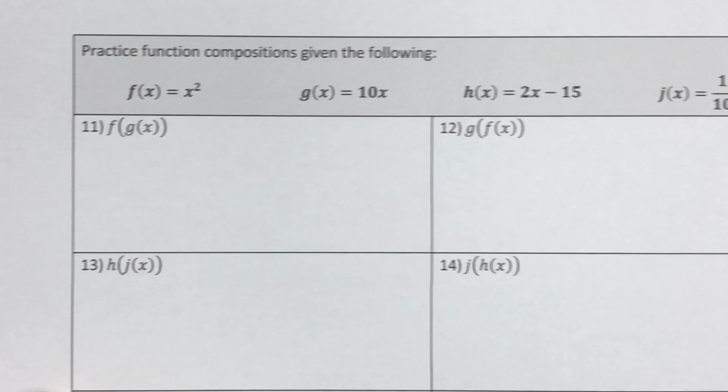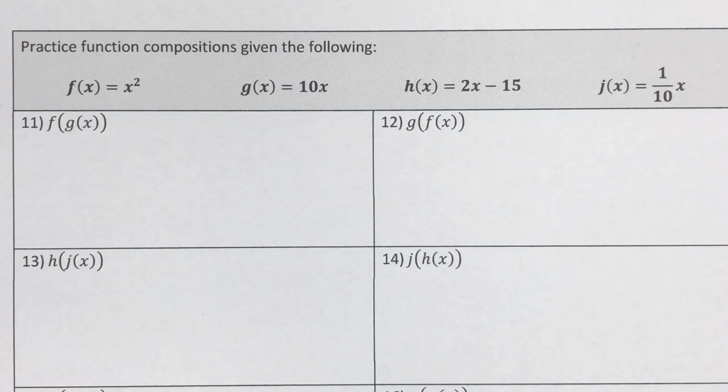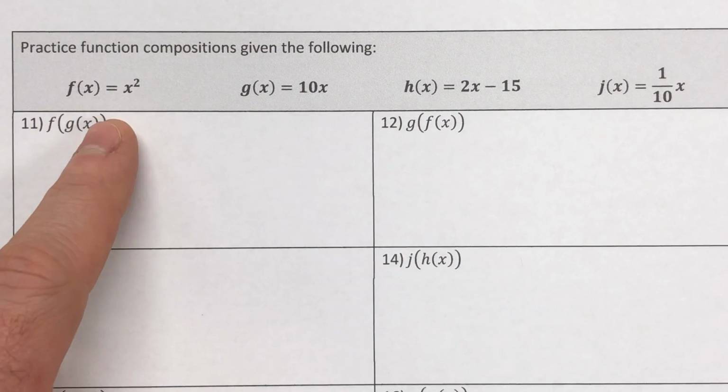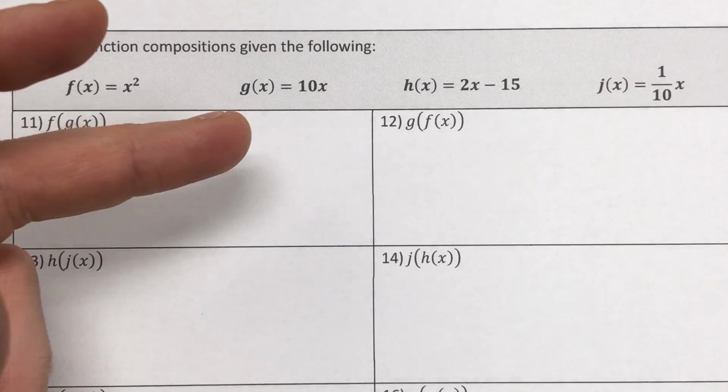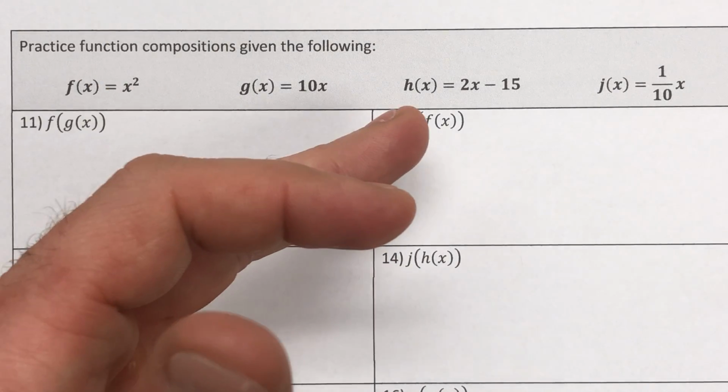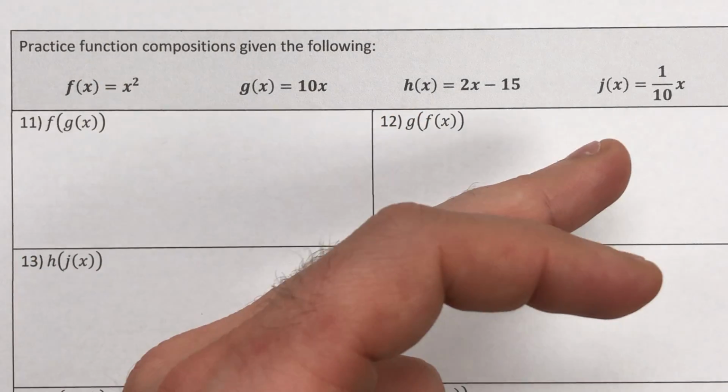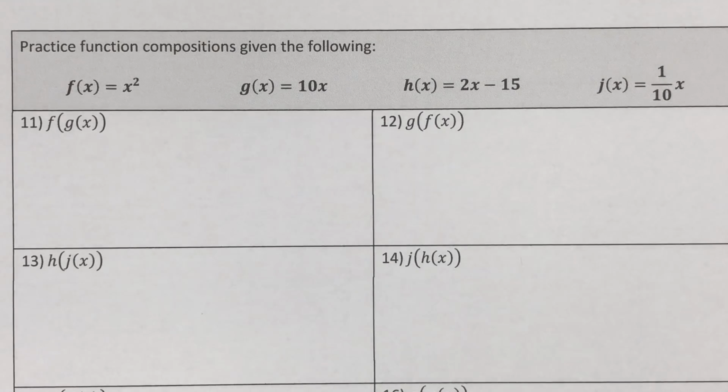So now our next set of problems is a different type of function composition. This is where we practice function compositions by inserting one function into another. So I have my functions defined. They're slightly different than before. F is still x squared, g is now 10x, h of x is 2x minus 15, and j is 1/10 of x. Perfect.